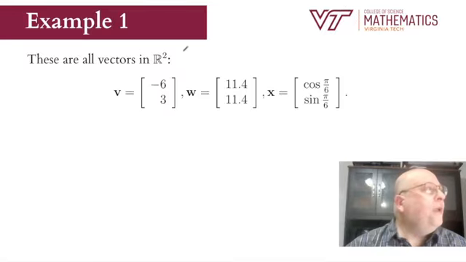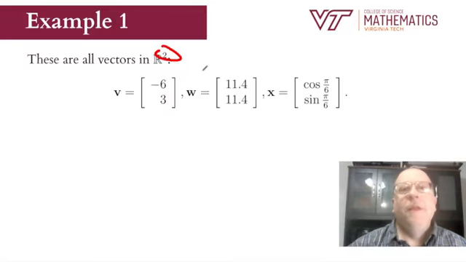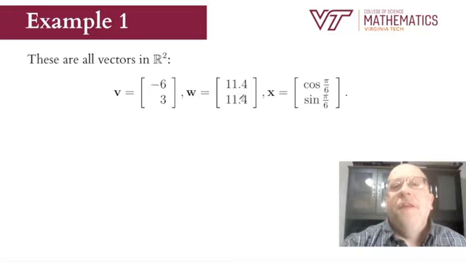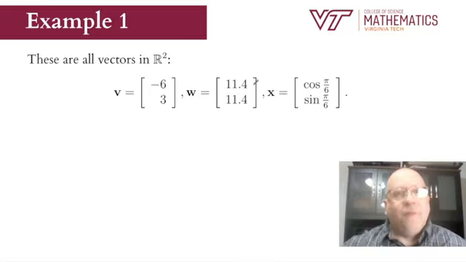The 2 here is indicative of the size of the vector. And so this vector has two numbers in it, -6 and 3. This vector has two numbers in it. They are allowed to be the same number. They don't have to be two different numbers. And the third vector has two numbers in it.